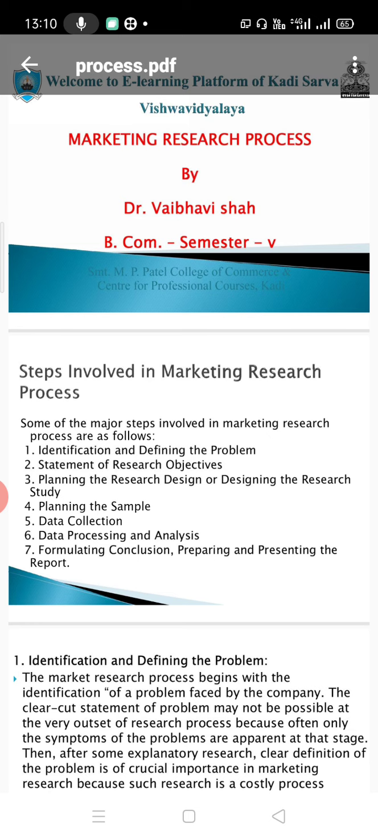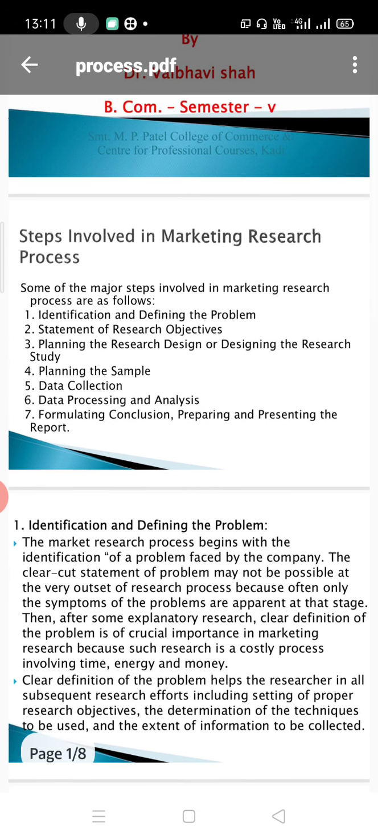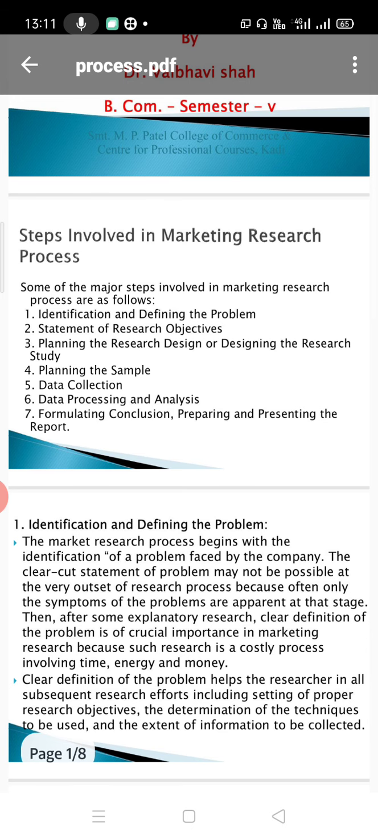First one is identification and defining the problem. Second, statement of research objective. Third, planning the research design, or we can say designing the research study. Fourth, planning the sample. Fifth, data collection. Sixth, data processing and analysis. And seventh, formulating conclusion, preparing and presenting the report. Now we can understand one by one.